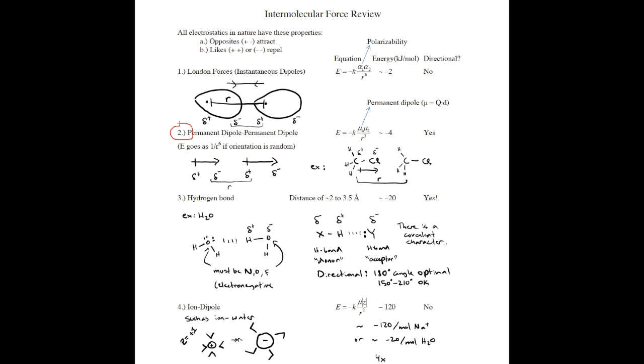The next one, number 2, is permanent dipole, permanent dipole. And so are these directional? Yes, they are directional, and you can see that here. And so these guys are in a straight line. All right, and that's the most favorable way that they can be. If the orientation is random, they can still have an interaction, but it falls off as 1 over r to the 6, meaning they don't persist very long in space. These ones go as 1 over r cubed. They're worth a little bit more, about twice as favorable as the energy of the London forces.